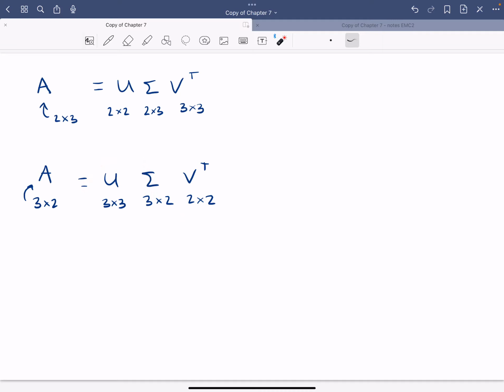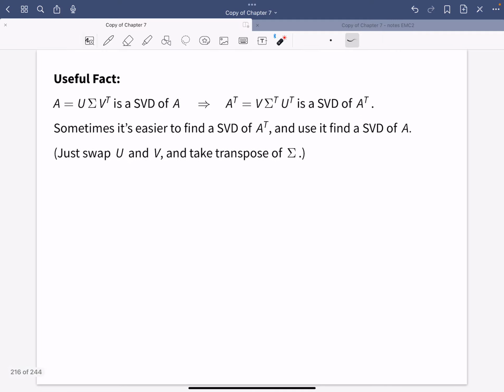And it kind of depends on how you like to work on these problems because of the following theorem. So the fact here says that if A is equal to U sigma V transpose is a singular value decomposition of A, then a singular value decomposition of A transpose can be obtained by just swapping the roles of U and V and taking the transpose of sigma. So what does this mean?